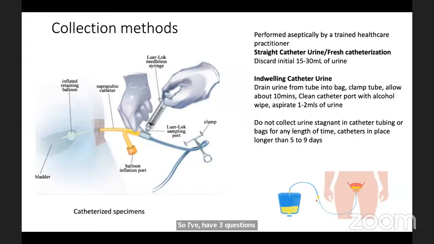Okay. Thank you very much. So like the name says, continuous streaking, you don't have to lift the loop. You just come down, go back up, and streak out so you get your isolated colonies.